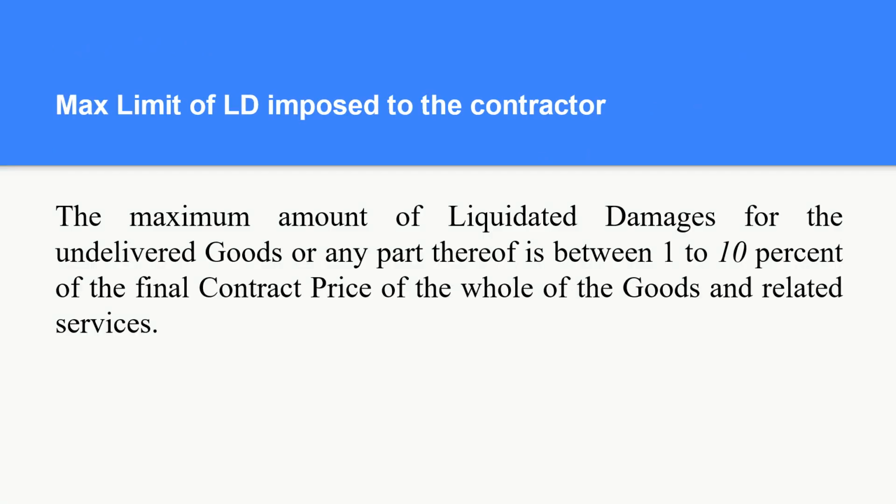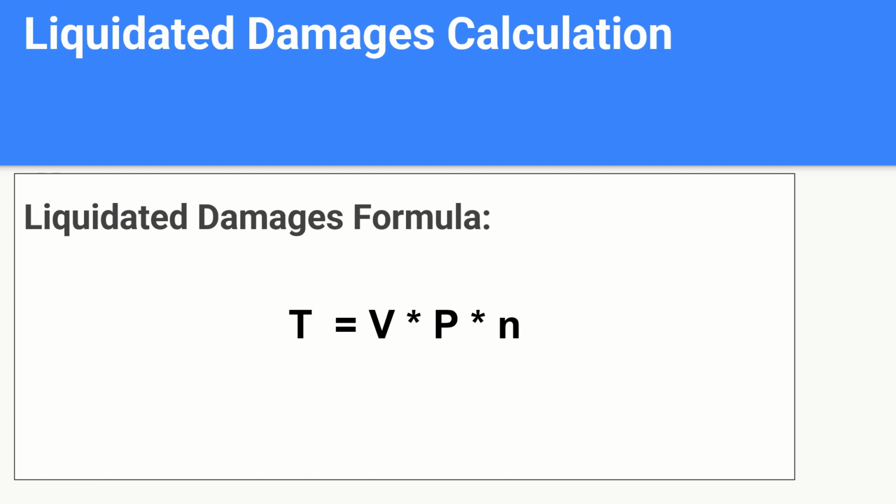What is the maximum limit of liquidity damage imposed on the contractor? As per the standard tender documents of the Bangladesh government, the maximum amount of liquidity damage for the undelivered goods or any part thereof, or undelivered service or works, ranges between 1 to 10% of the final contract price of the whole of the goods or works and related service.